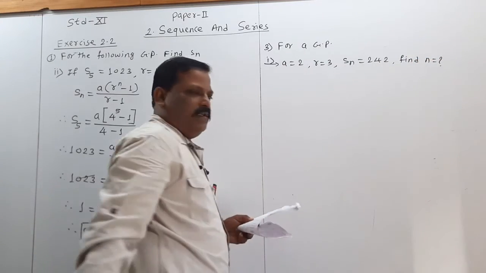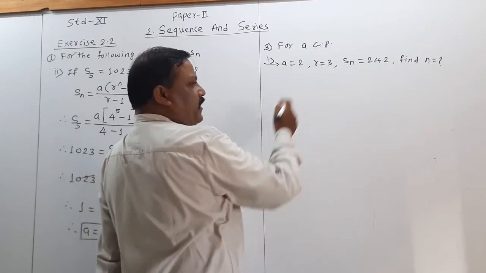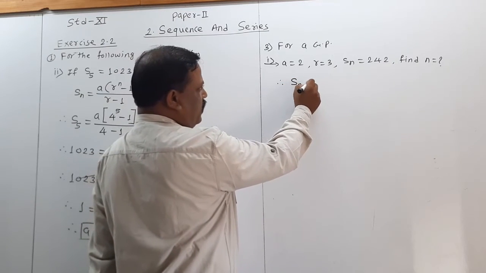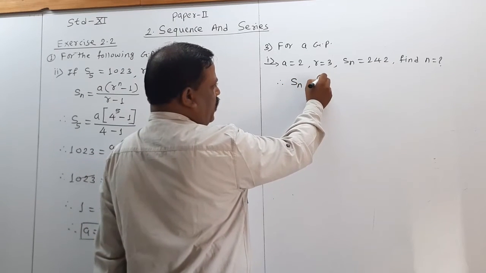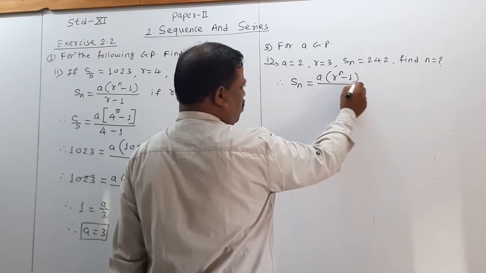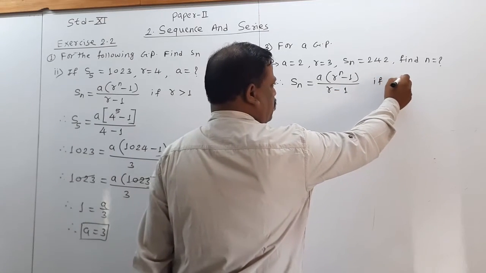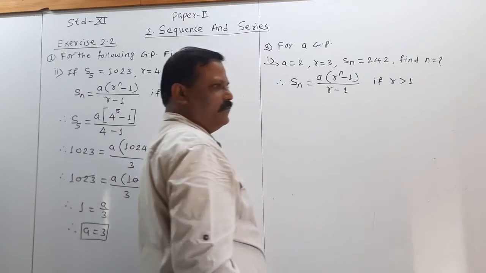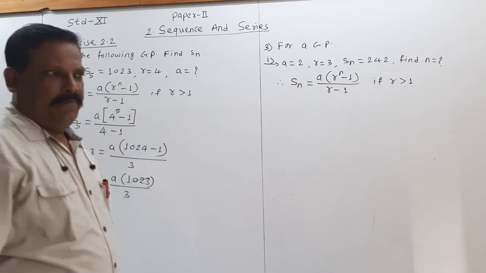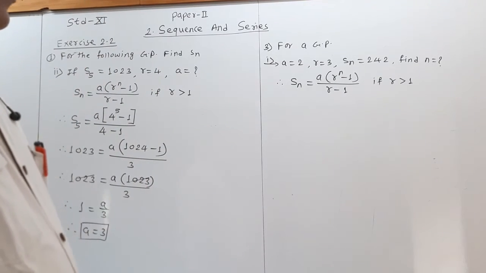काय कॅल्क्युलेट करायचं n. Value of r is greater than 1, so we apply this formula. SN is equal to a into the bracket r raised to n minus 1 divided by the r minus 1, where r is greater than 1. 3 फॉर्म्युले सांगितले, त्यापैकी फर्स्ट फॉर्म्युला अप्लाय करा. Put the values.